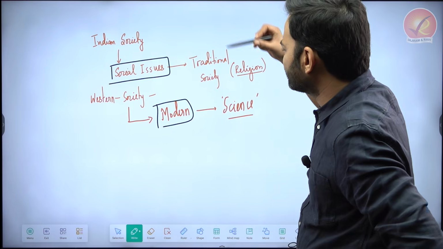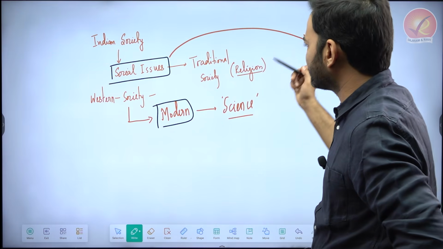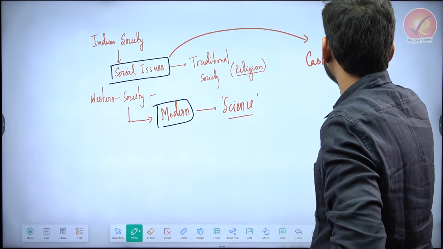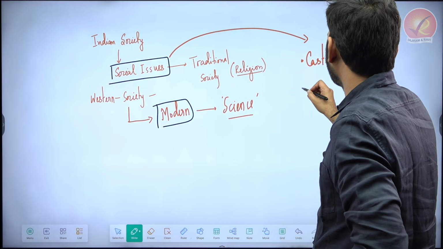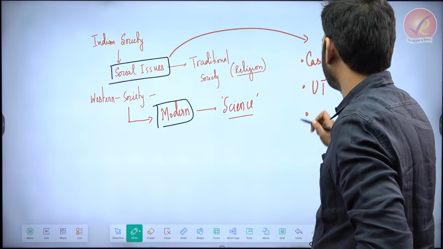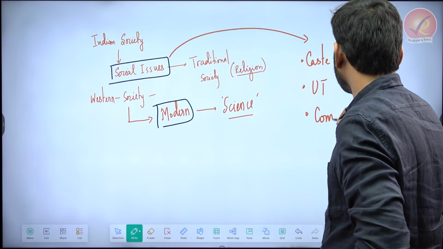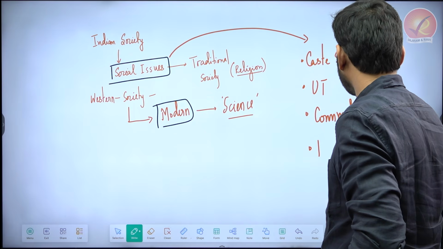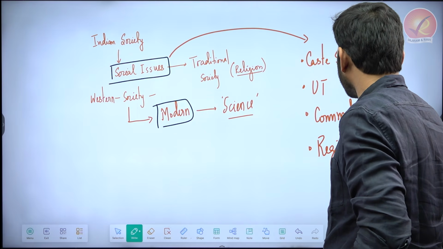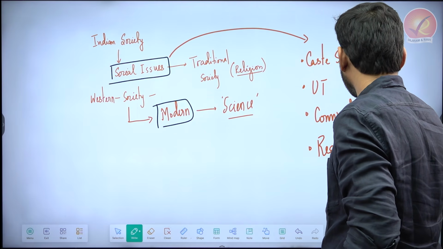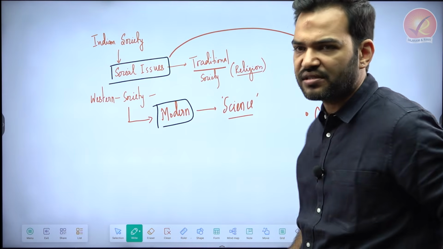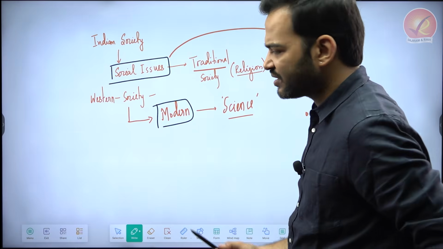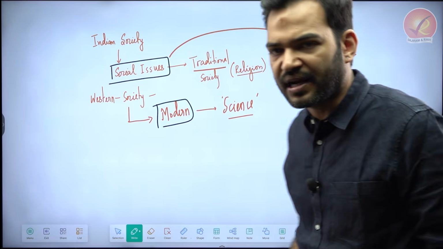So most of the social issues that we study in Indian society, like the caste system, the idea of untouchability, communalism, regionalism, are mainly because of India being a traditional society. One such issue, so all these topics I will cover in class with you.